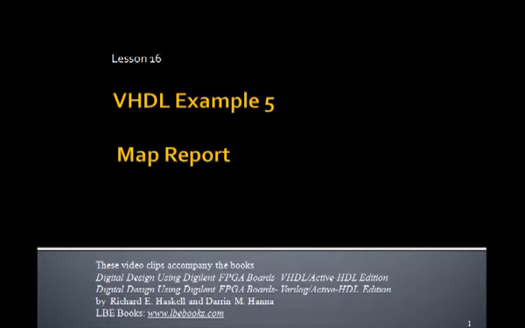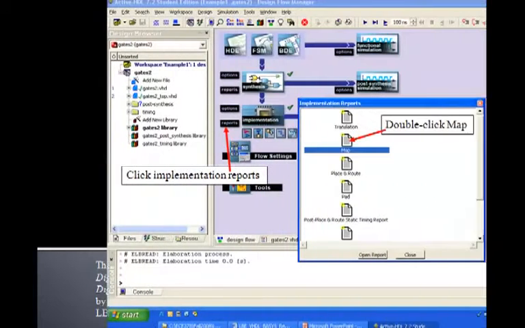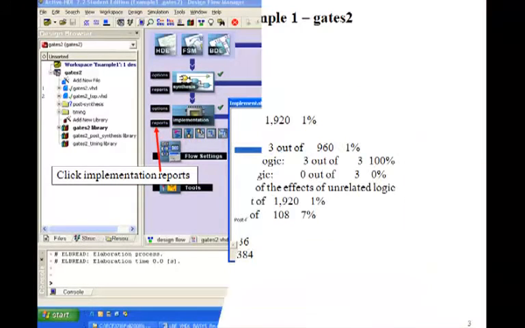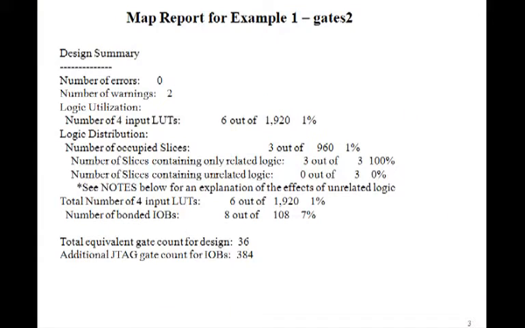This is lesson 16, and in this lesson we're going to take a look at the map reports that were generated in our first 4 VHDL examples. To get to the map report, after you implement your design, you click on Reports and then double click on this map, and it'll bring up a map report.